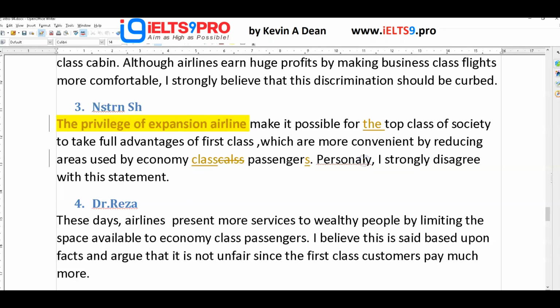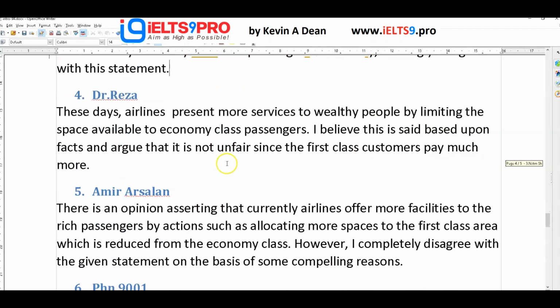Personally, I strongly disagree. Well, how can you disagree with that statement? It's not an opinion. It's a statement. It's not an opinion. So how can you not agree? The privilege of expansion airline, no. So the paraphrasing there needs a bit of work.